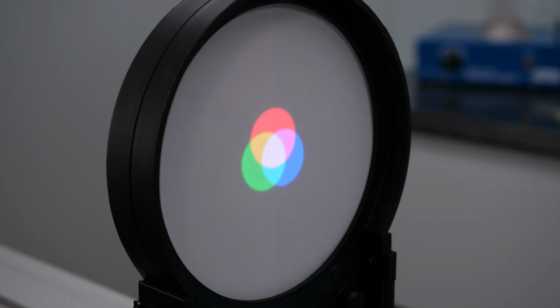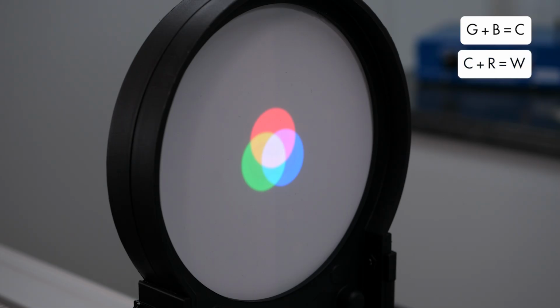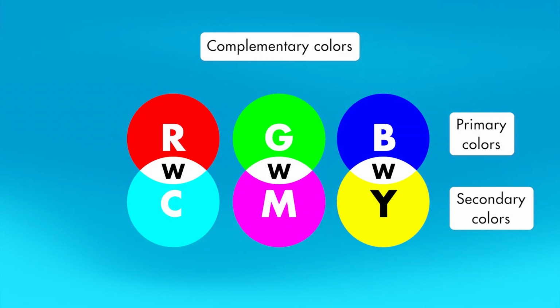Since the secondary color cyan is produced by additive mixing of blue and green, mixing cyan and red is the same as mixing all three primaries. Green and magenta are also complementary, as well as blue and yellow. Now that we understand additive color mixing, we can return to the discussion of how our eyes enable us to see all the colors.